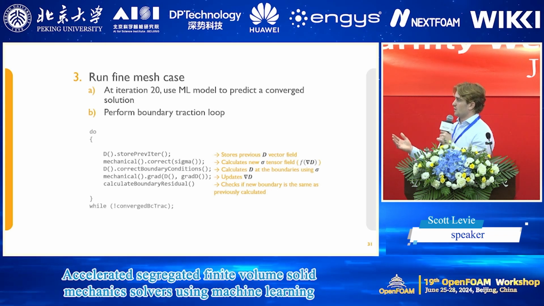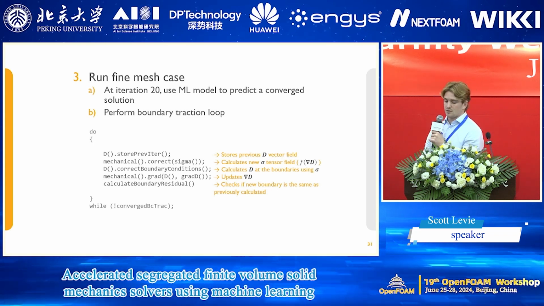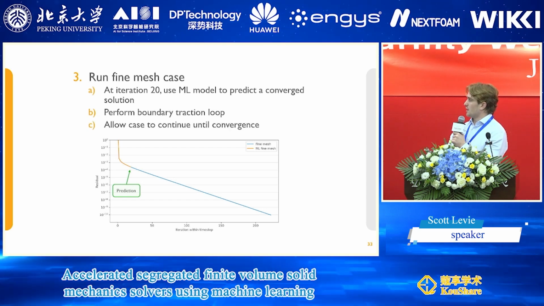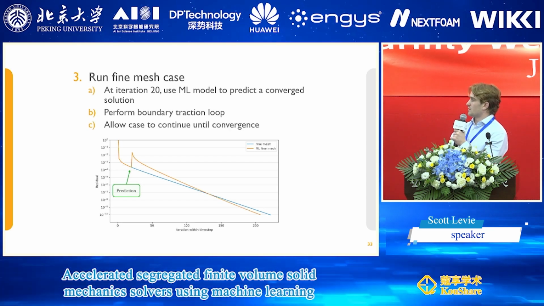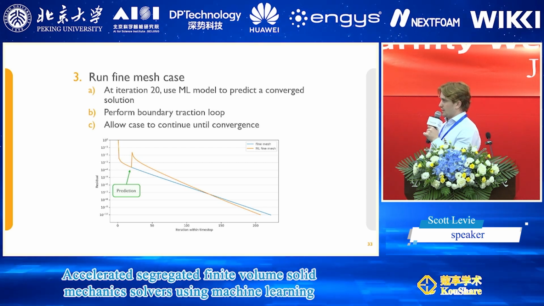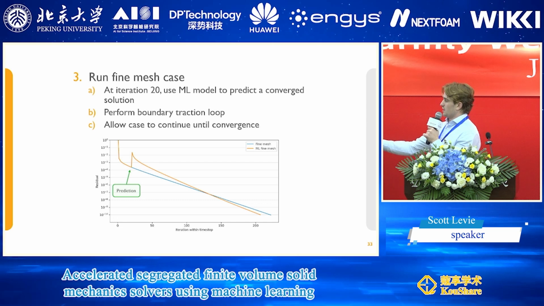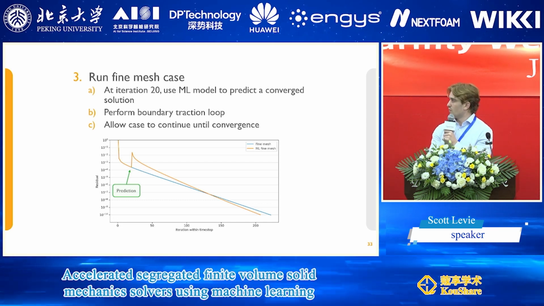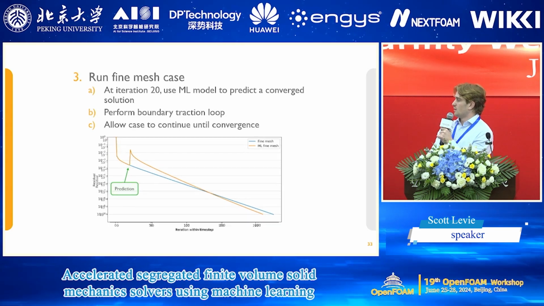So I perform this loop to calculate the displacements on the traction boundary. After the prediction is made, I allow the case to come to convergence, and this is what it looks like. It doesn't look like great results. Maybe it reduces the total number of iterations slightly, but overall it doesn't seem like it's good.